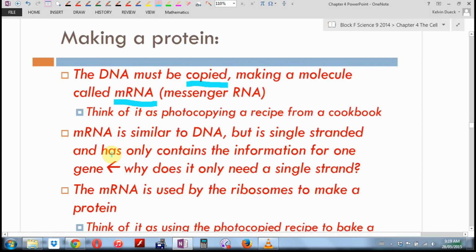mRNA is very, very similar to DNA, except instead of that spiral double-stranded ladder picture that I showed you, Kiana, mRNA is single-stranded. And it only contains the information for one gene.